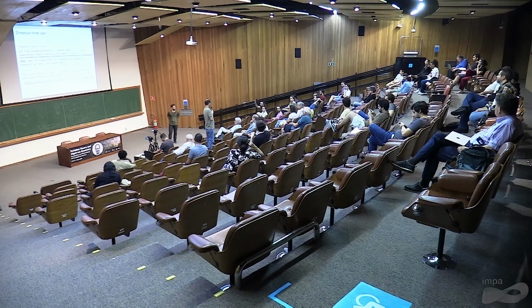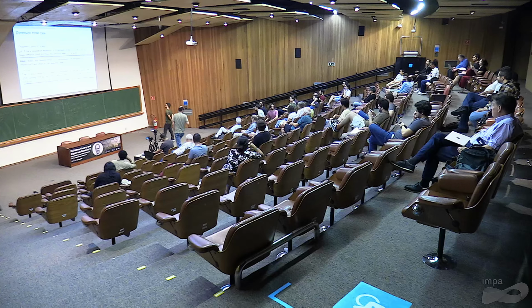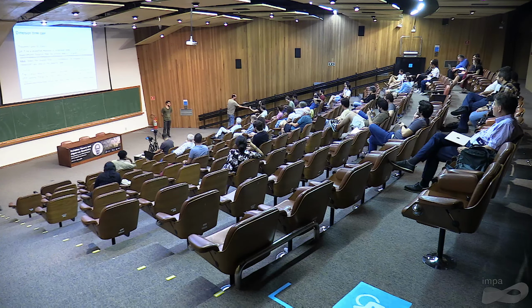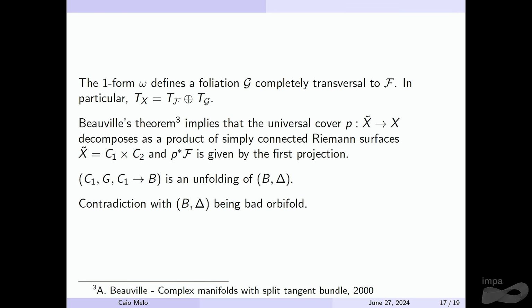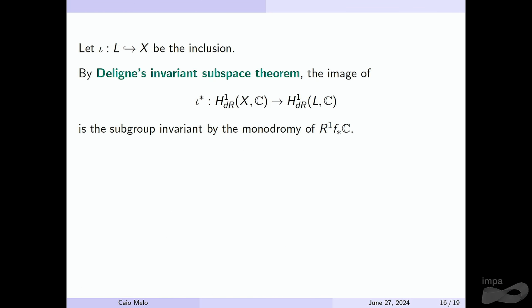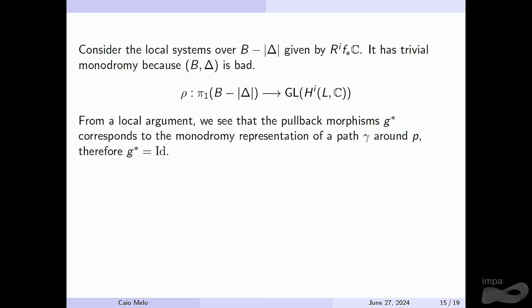Any other question? Callum will give a proof in dimension 4. So for codimension 1 foliation, that's the case where B is dimension 1. What about if B is dimension 2? Are you able to get any interesting statements? Sorry? If you have a fibration from a threefold to a surface, do you have any interesting statements there? Yeah. I didn't think about this case yet.